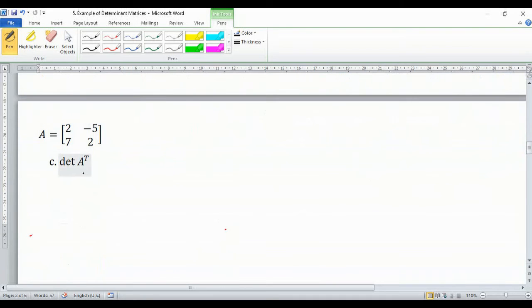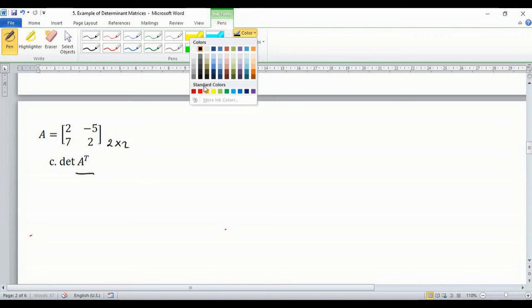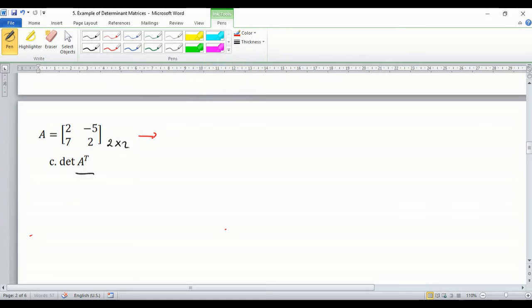They're asking about determinant A power transpose. So what is the first thing to do? You need to find the A transpose. This one is 2 by 2 dimension. So from here, you need to make this one to be A transpose, which is this one transposed, which is you need to change the row to column or column to row. Because I like to change row to column, row to column, row to column, 7, 2. So this is A transpose.